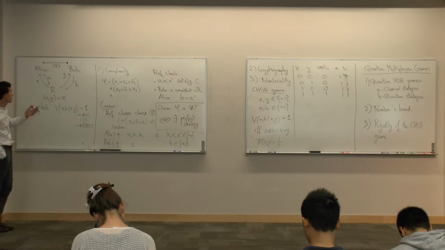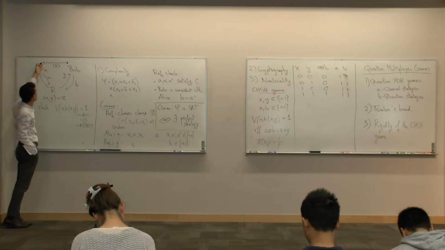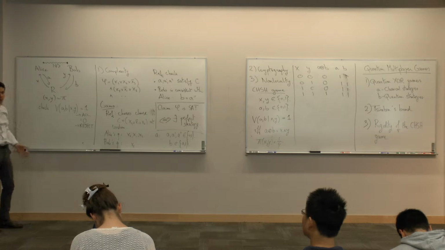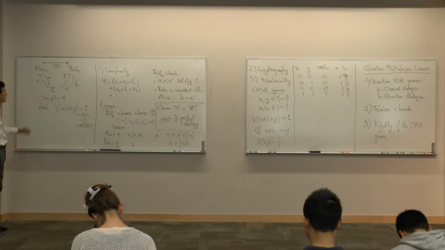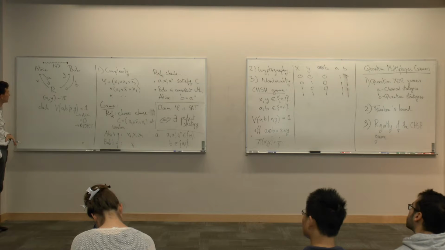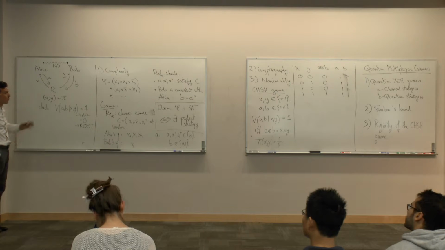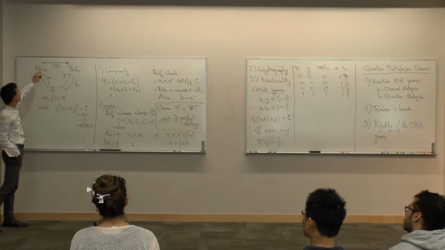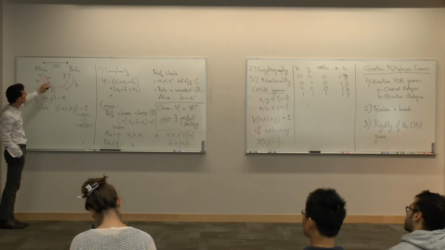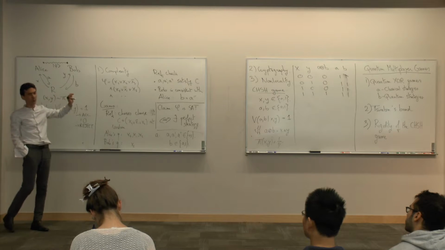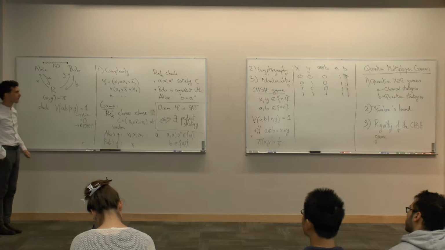There's still no communication. Alice is making a measurement on her qubit, Bob is making a measurement on his qubit. They don't talk to each other. This entanglement state is prepared beforehand. But the point that we see later is that using this EPR state, you can actually win this game with probability better than 3/4, about 85%.